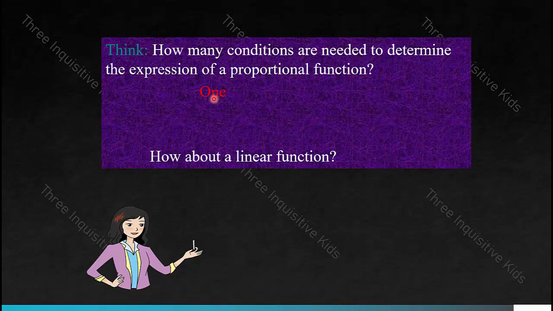Well, you need only one condition to determine the expression of a proportional function, and that is k, or its slope, because we know in proportional functions b is equal to 0. But for a linear function, you have to have 2, because you need to know both the k, the slope, and the b, the y-intercept, in order to write its relational expression.